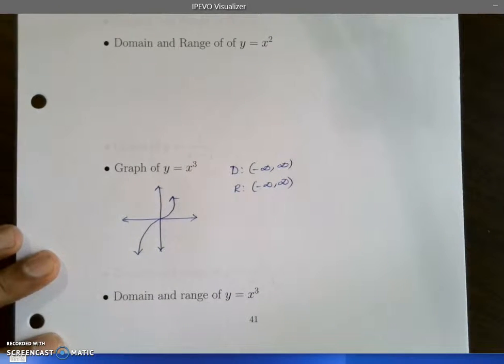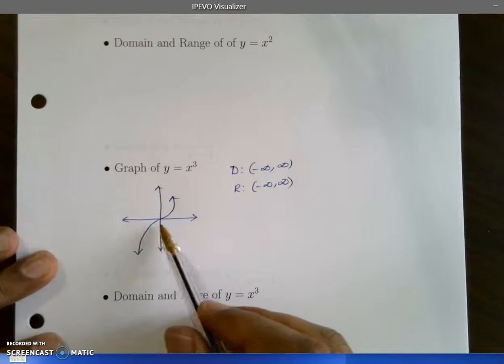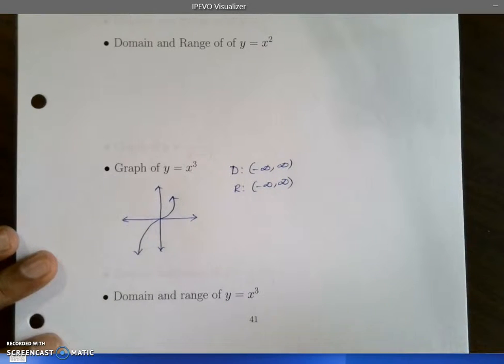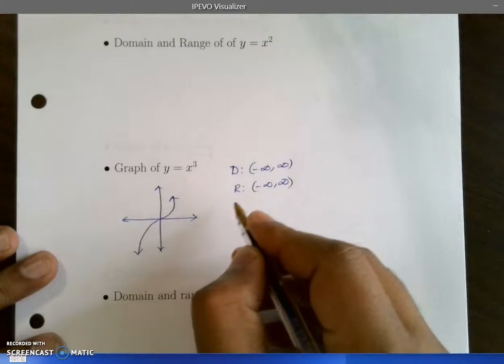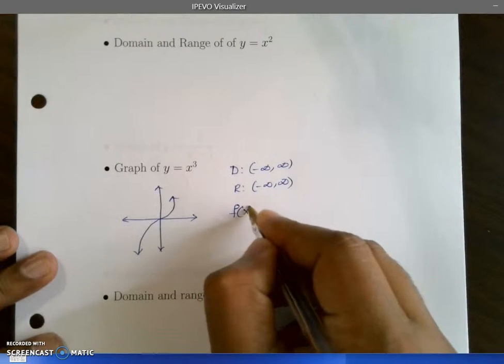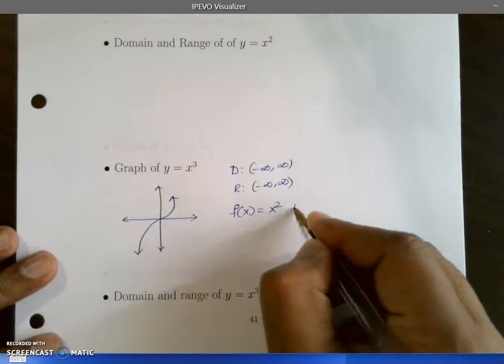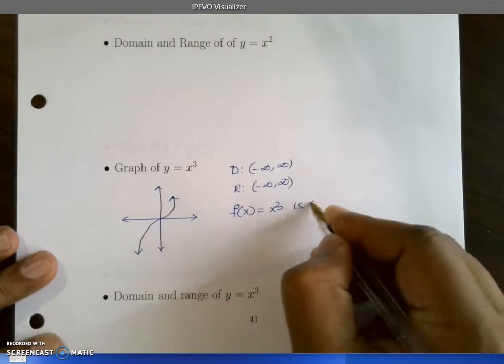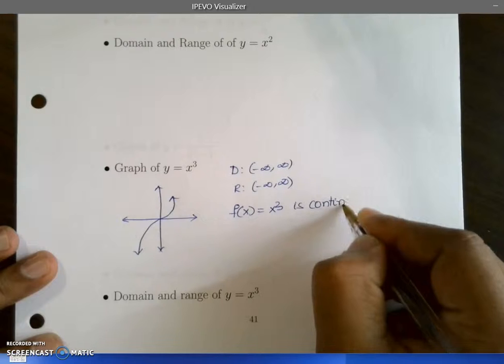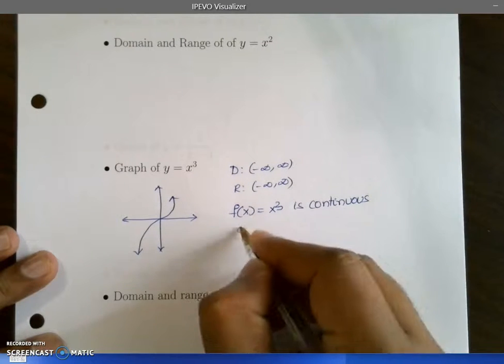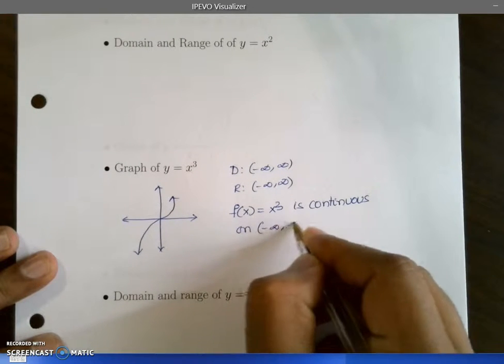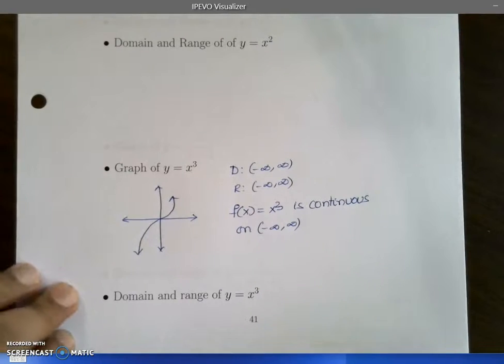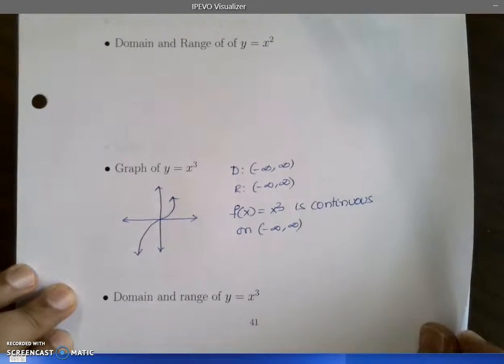At every point in the domain, the limit of the function at a point is equal to its function value, meaning there is no jump in the graph or there is no break in the graph. You can draw the graph without taking the pen off the paper. So the function f of x equals x cubed is continuous on the entire real line, or on the interval negative infinity to positive infinity.